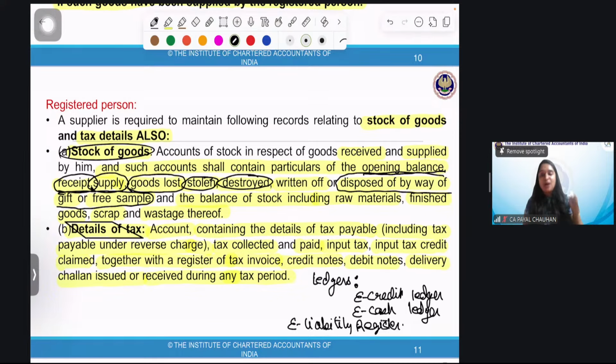Very good, Tanu. Proud of you. Everyone in the class, it's a big achievement. Tanu has given me the proper answer.